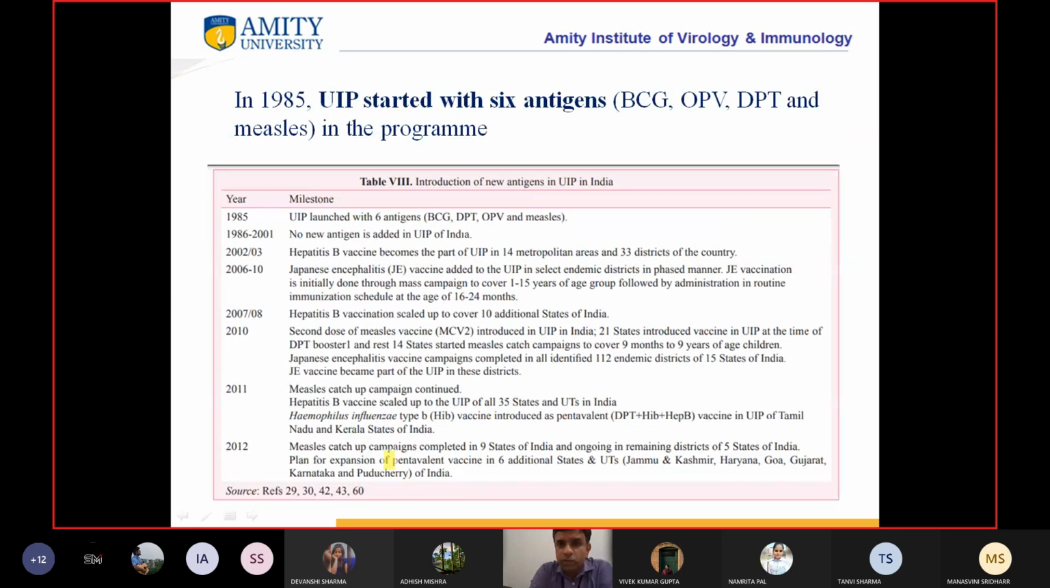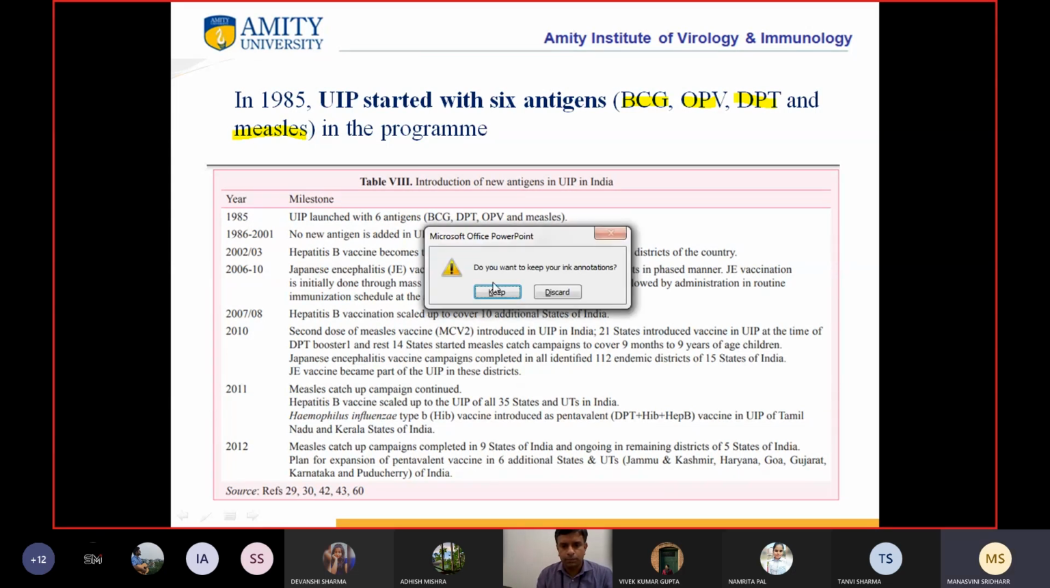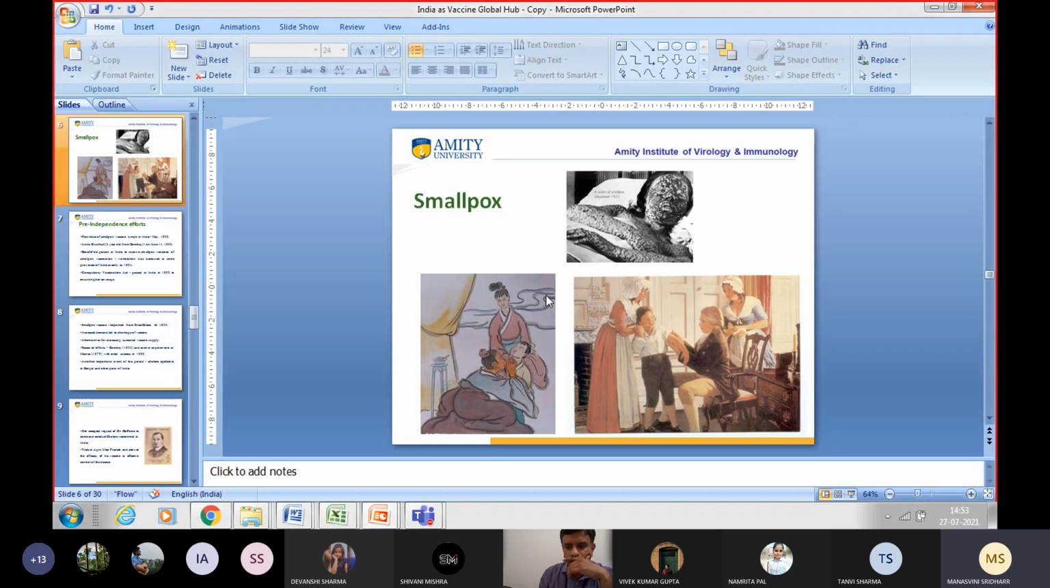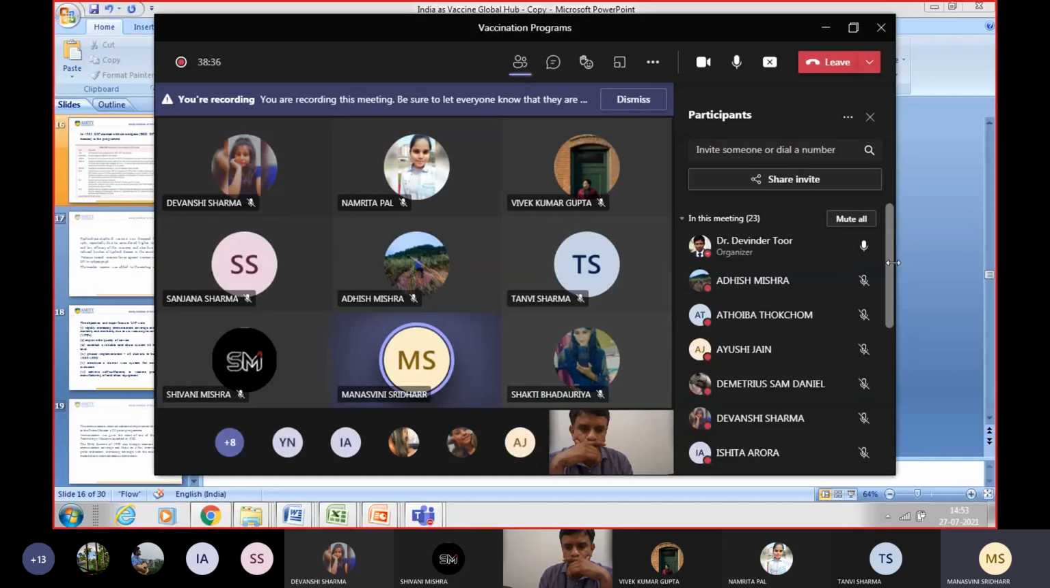So in 1985, this UIP started with 6 antigens. And what were those antigens? So you can see, I have just put 1, 2, 3, and 4, right? So students, why does it say 6 antigens? Any idea? So there could be different strains of the same, like BCG or OPV could have multiple strains. Okay, any other answer? Any other person?